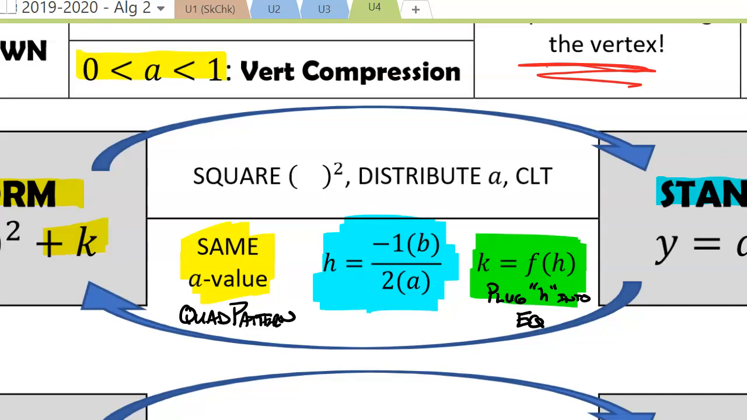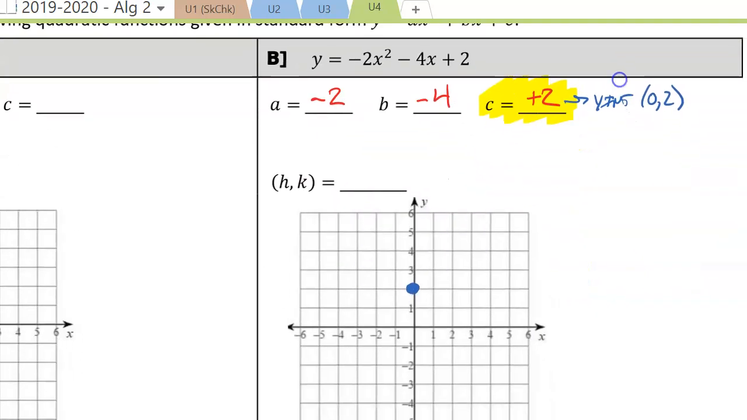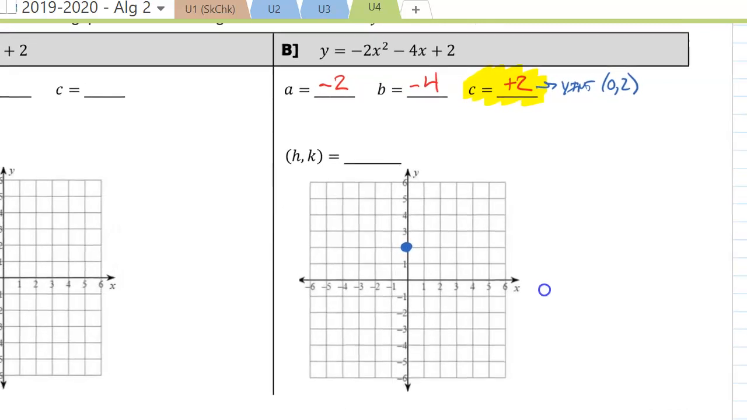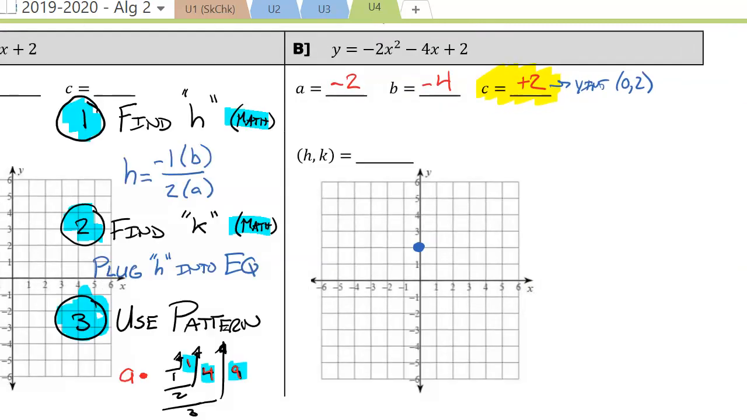From there we can plot our h, k value and use our quadratic pattern that's affected by the a value to get the rest of the graph. So let's come down and keep working on example B here. I've listed the steps for us.